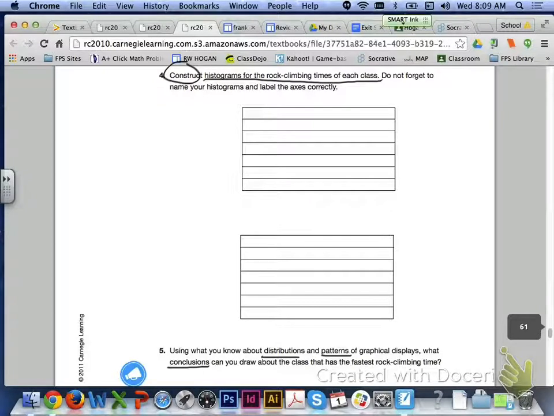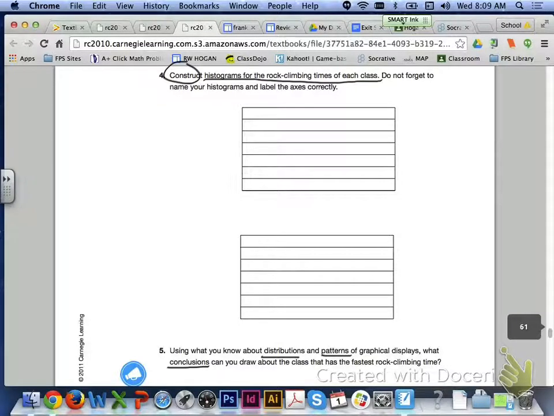If we turn to page 1055, we are going to look at number 4, and using the times displayed in the table for the 6th and 7th grade classes, we want to construct histograms for the rock climbing times of each class. Do not forget to name your histograms and label the axes correctly.